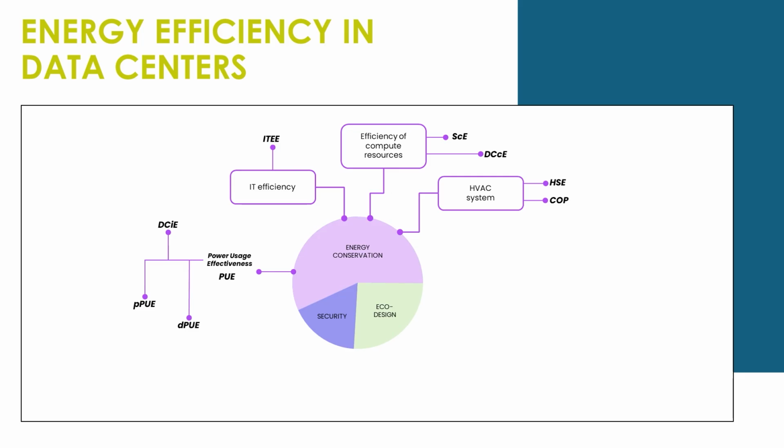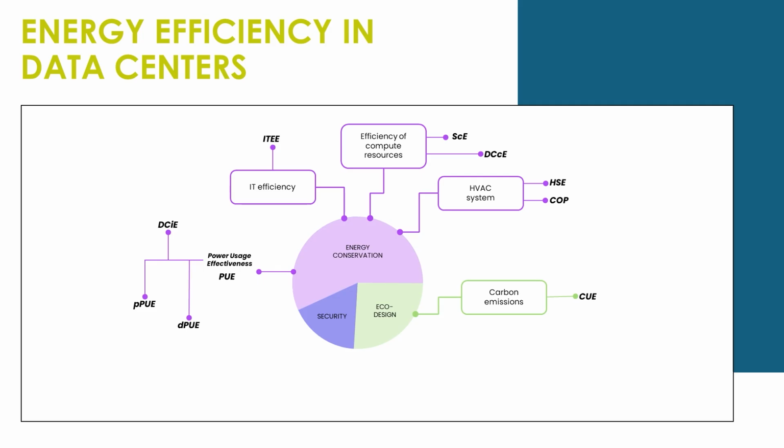IT equipment energy efficiency is another indicator that helps to quantify both how efficiently IT resources operate and how effectively they are used. It is computed as the proportion of the IT equipment's total rated work capacity to the total rated energy of the IT equipment.